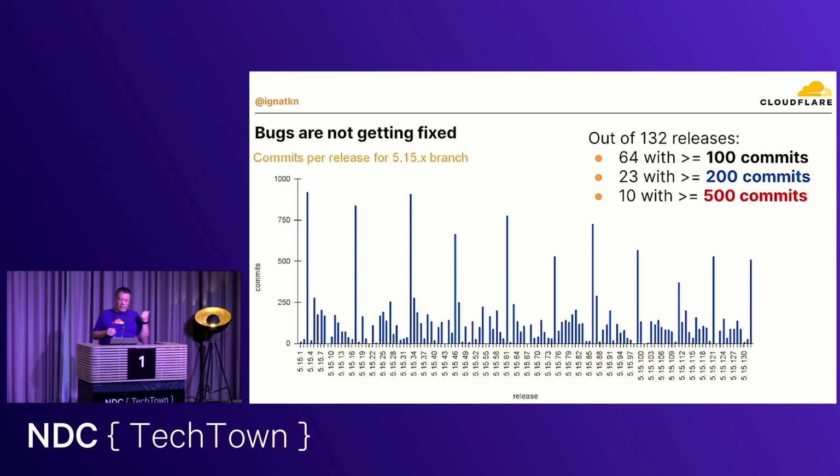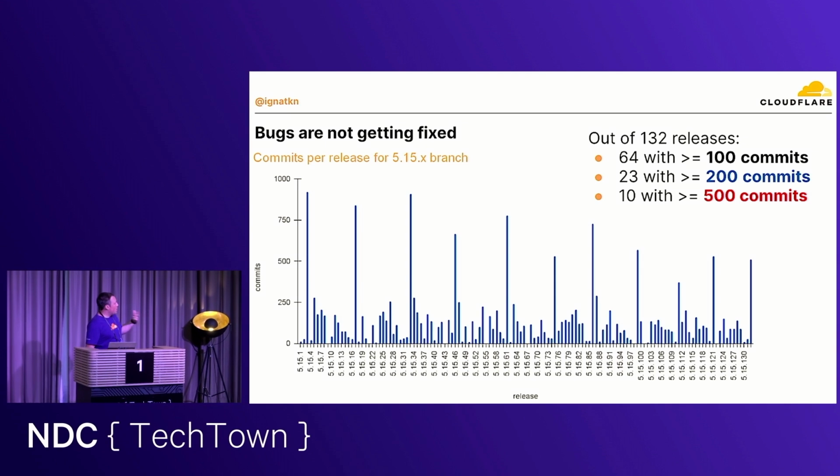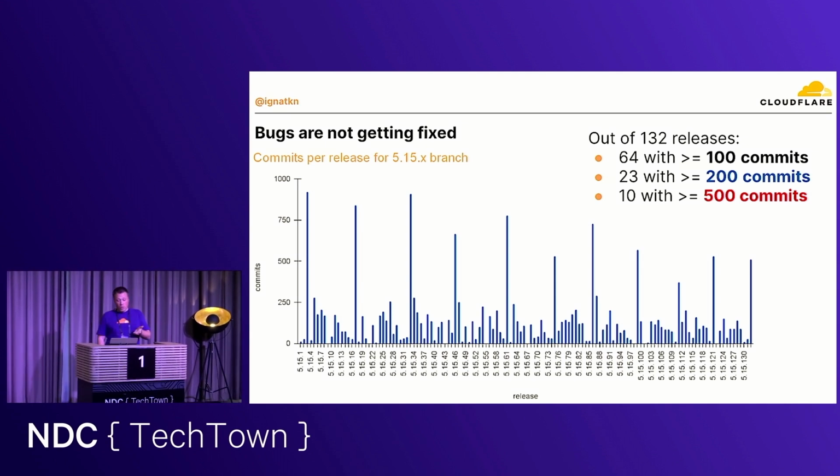There was another release yesterday. So out of 132 releases on a 5.15 branch, 64, so 50%, have more than 100 commits. So more than 100 bug fixes in a single weekly release. Obviously, 23 have more than 200 commits. And you see these spikes. There are like 10 mega releases with more than 500 commits, or 500 bug fixes, in a single weekly release.